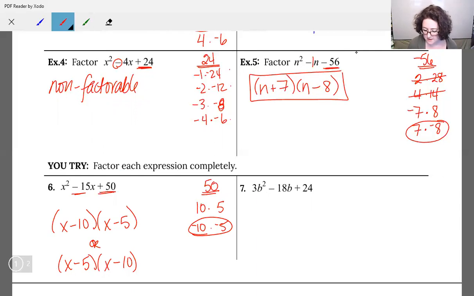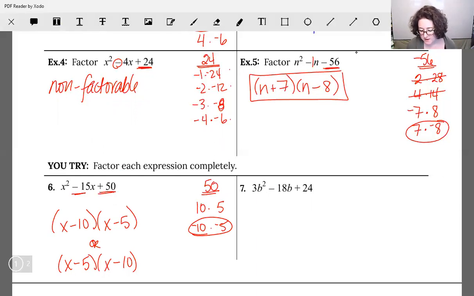Alrighty, so then our last example, 3b squared minus 18b plus 24. Again, I've got that leading 3, and looking at all three terms, they have a common 3. So let's factor that out first, which will leave us with b squared minus 6b plus 8. So really, we're brainstorming on that positive 8.